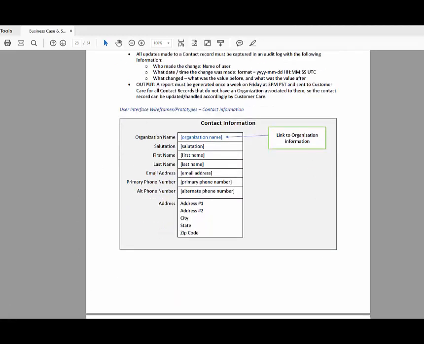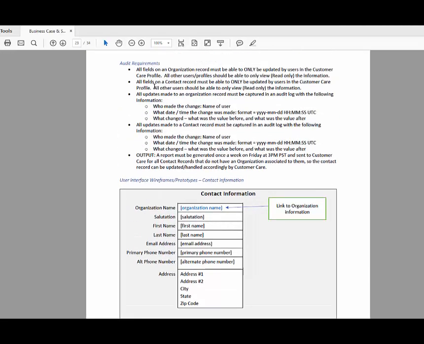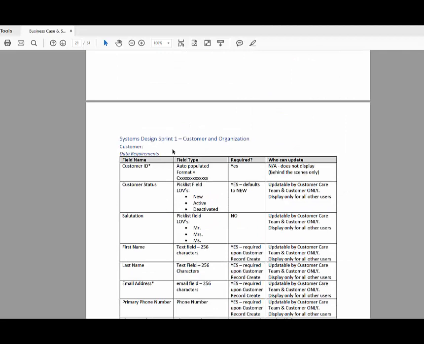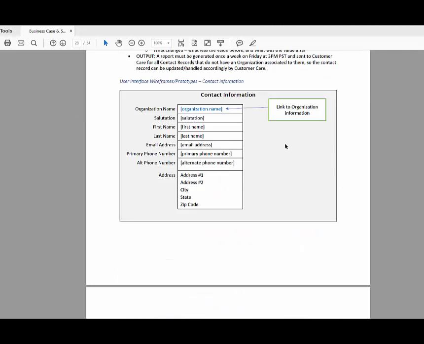This information it truly is. It is just a wireframe or a prototype that you can give to your IT developer so that they can look at this and look at the auditing requirements you've given them, your functional requirements, and your data requirements, and be able to see what are we actually building in this system for this sprint.